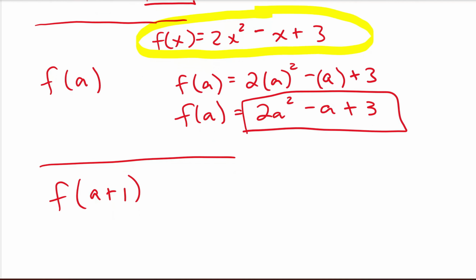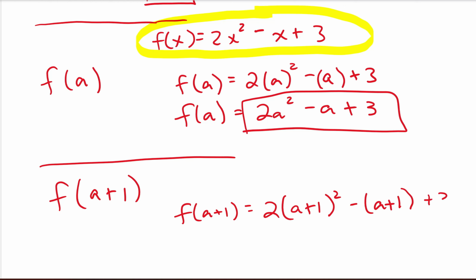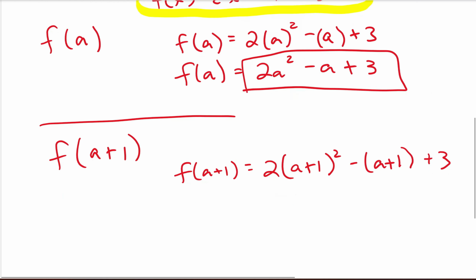So all we do is substitute a plus 1. So f of a plus 1. Wherever we see the x again, plug in a plus 1. This time we square it, minus (a plus 1) plus 3. And then here, the only tricky part is to know that you have to square it first.